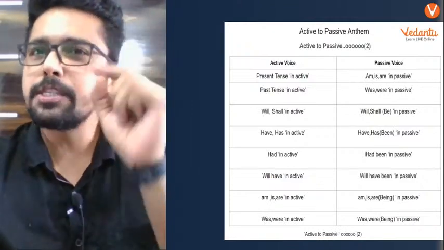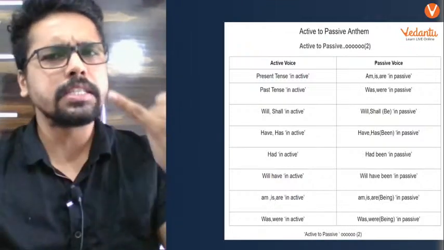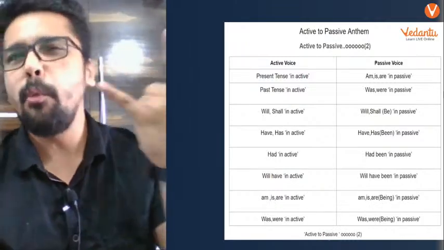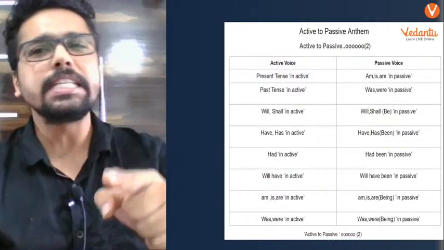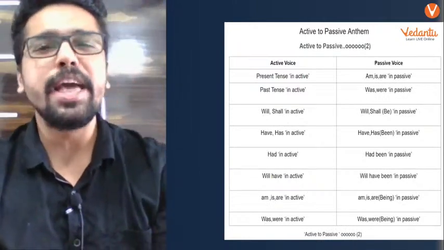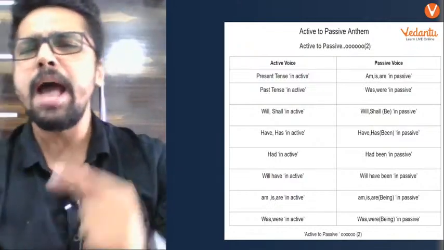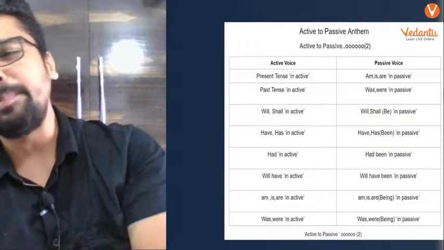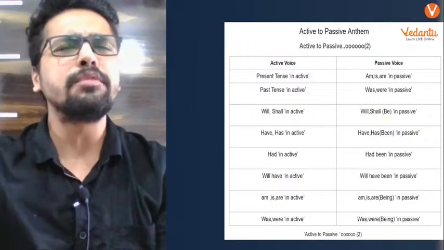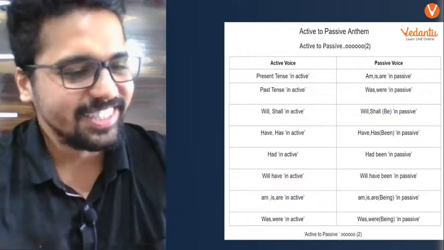Active say passive kar. Present tense in active, am is are in passive. Past tense in active, was were in passive. Will shall in active, will shall be passive. Have has in active, have has been passive. Had in active, had been in passive. Will have in active, will have been in passive. Am is are in active, am is are being passive. Was were in active, was were being passive. Active to passive. Active to passive. Yo!